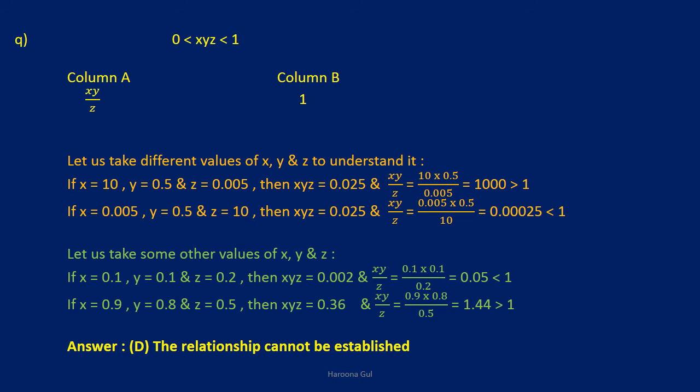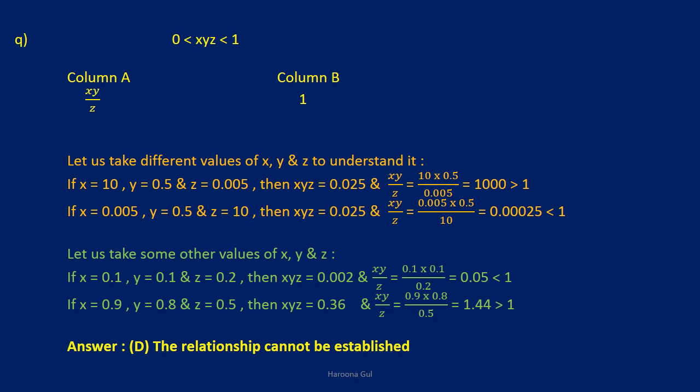Let us do another very interesting quantitative comparison question, which says that the product of x, y and z is between 0 and 1. In column A, we're given x into y over z, and in column B, we're given 1. Now, in order to solve for x into y over z, we are supposed to take random values of variables. So we're going to take different values of x, y and z to understand it.